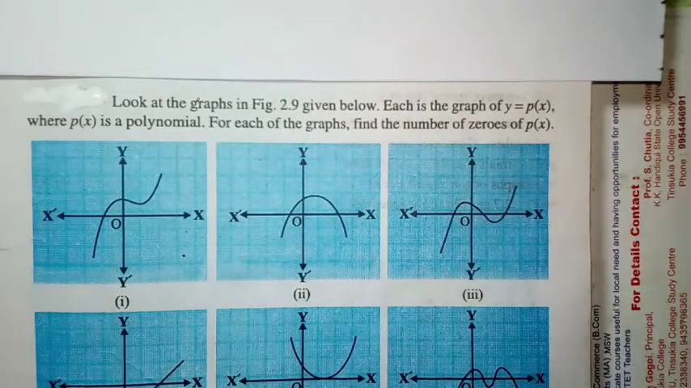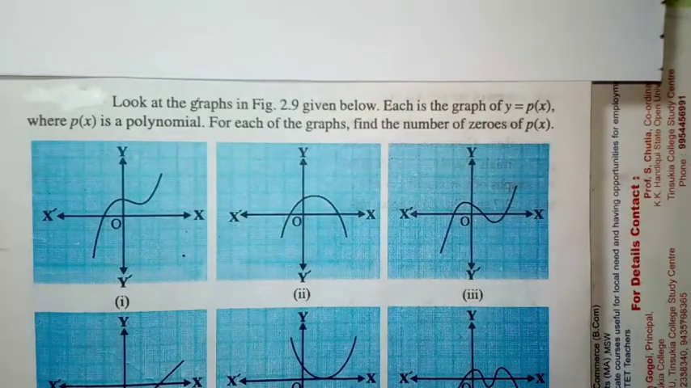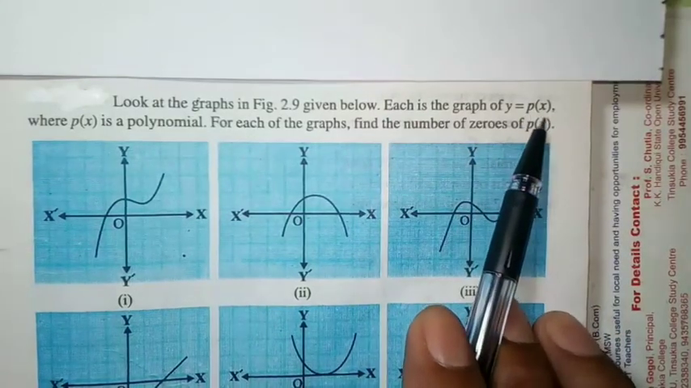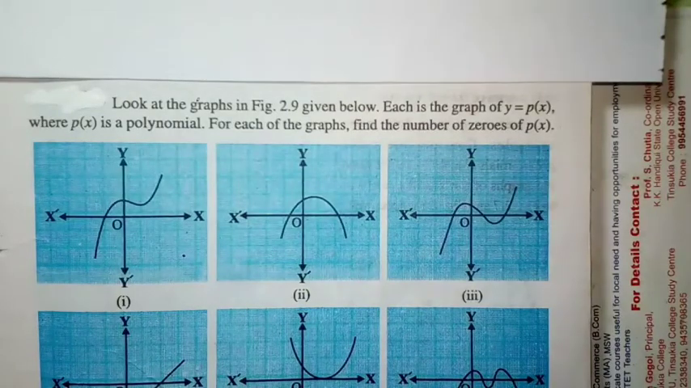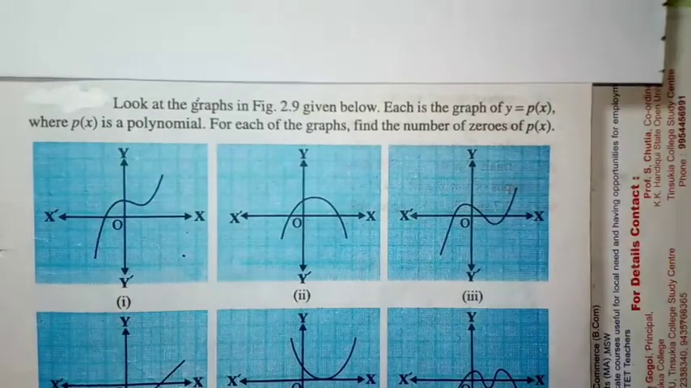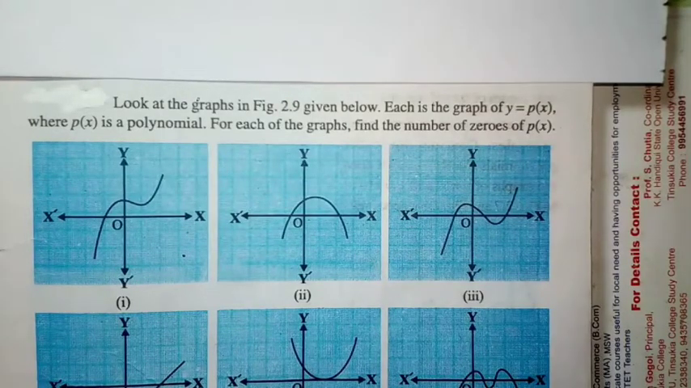Question for your practice. Look at the graph in figure 2.9 given below. Each is the graph of y equals p(x), where p(x) is a polynomial. For each of the graphs, find the number of zeros of p(x). I am also telling you the number of zeros depends upon how many times the graph cuts the x-axis.